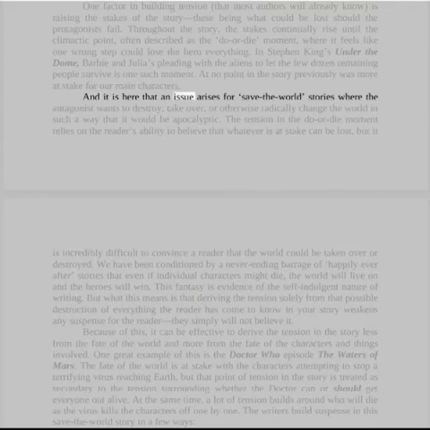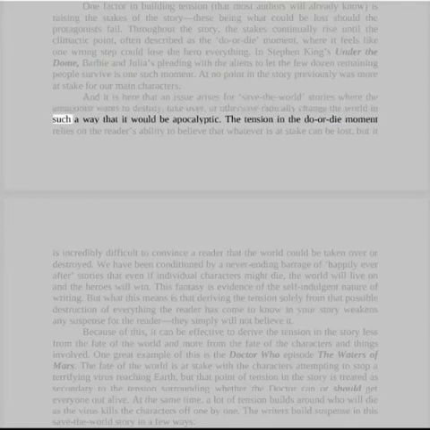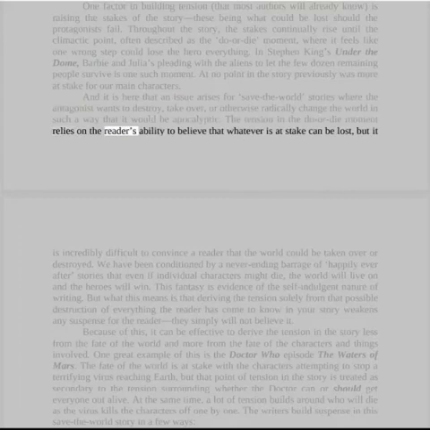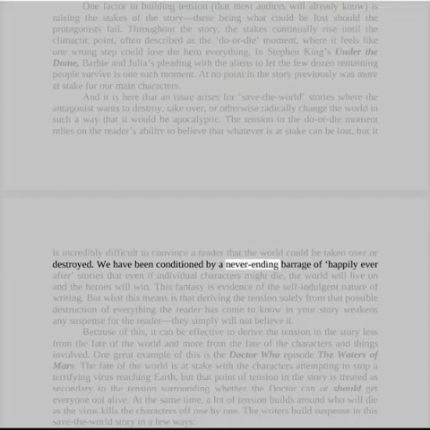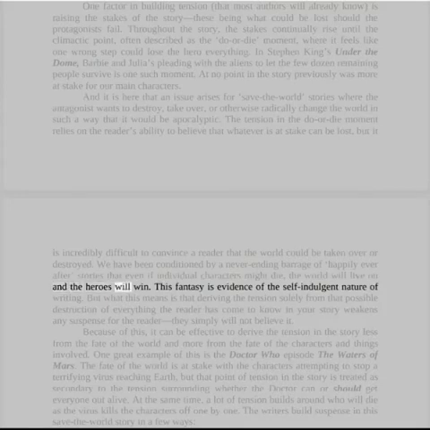And it is here that an issue arises from Save the World stories where the antagonist wants to destroy, take over, or otherwise radically change the world in such a way that it would be apocalyptic. The tension in the do-or-die moment relies on the reader's ability to believe that whatever is at stake can be lost, but it is incredibly difficult to convince a reader that the world could be taken over or destroyed. We have been conditioned by a never-ending barrage of happily ever after stories that even if individual characters might die, the world will live on, and the heroes will win.